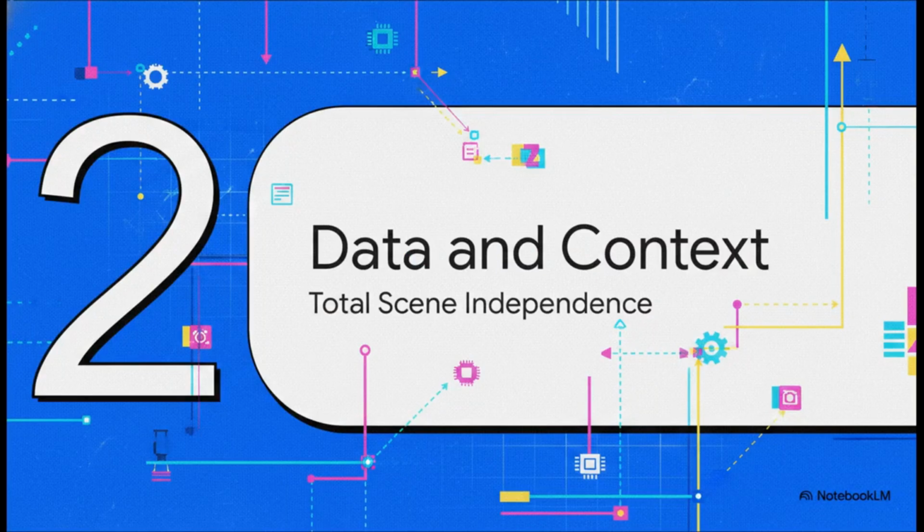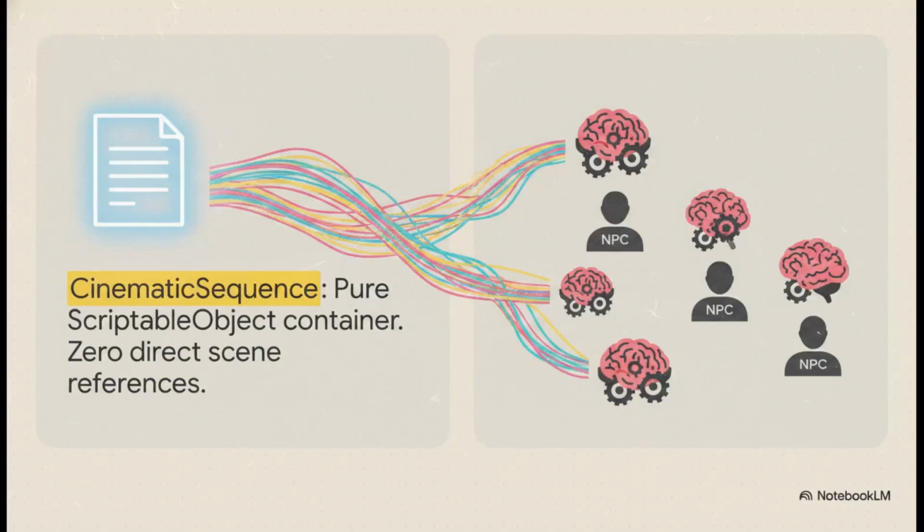Moving on to Section 2, Architecture, Data, and Context. This is the paradigm shift for achieving total scene independence. Now, what's really interesting about this is the core design philosophy. On one side, we have the cinematic sequence. This is a pure data container, saved directly in your project as a scriptable object. It defines the flow and the variables, but here's the kicker. It has zero direct references to the scene.